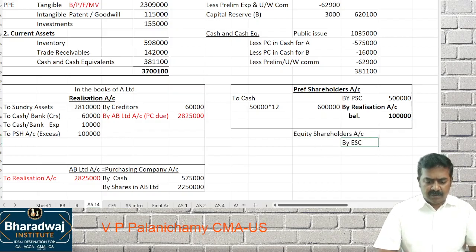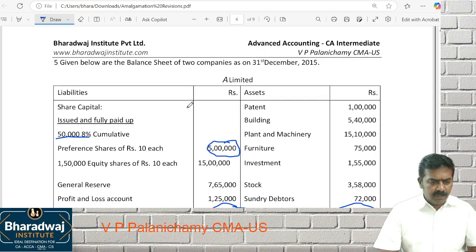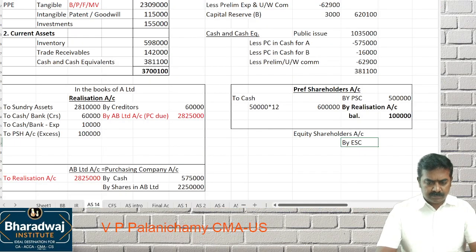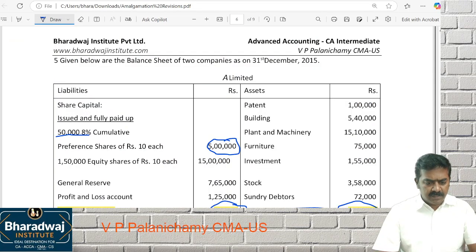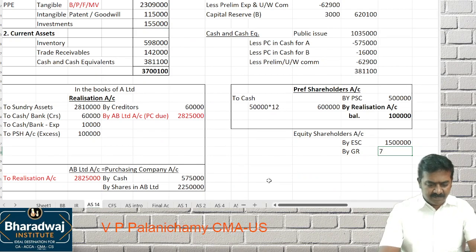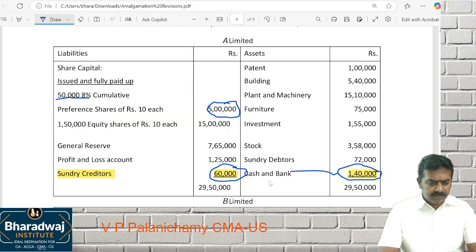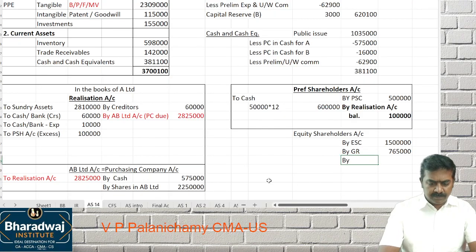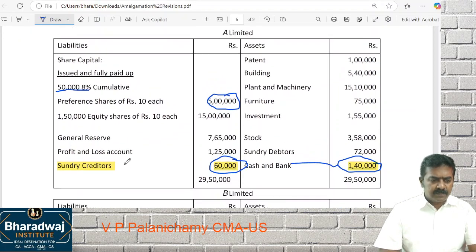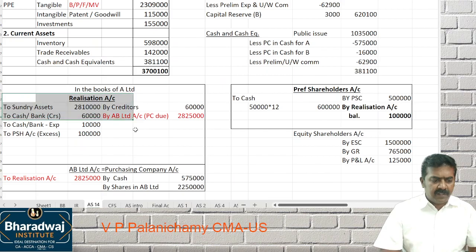Let us prepare the equity shareholders account. Equity share capital, first company, how much is there? 15 lakhs. By general reserve, first company, how much is there? 7,65,000. Then by P&L account, 1,25,000. Any other reserve? No. Then at this point, we can close which account?